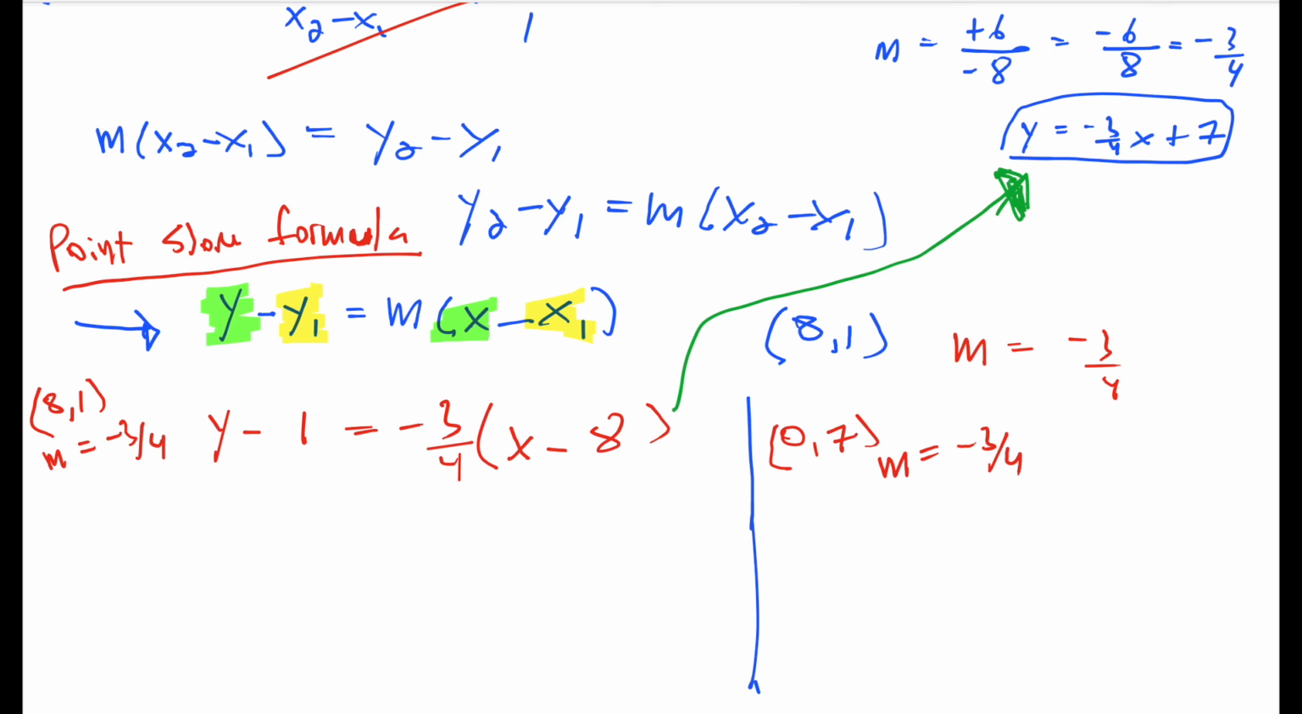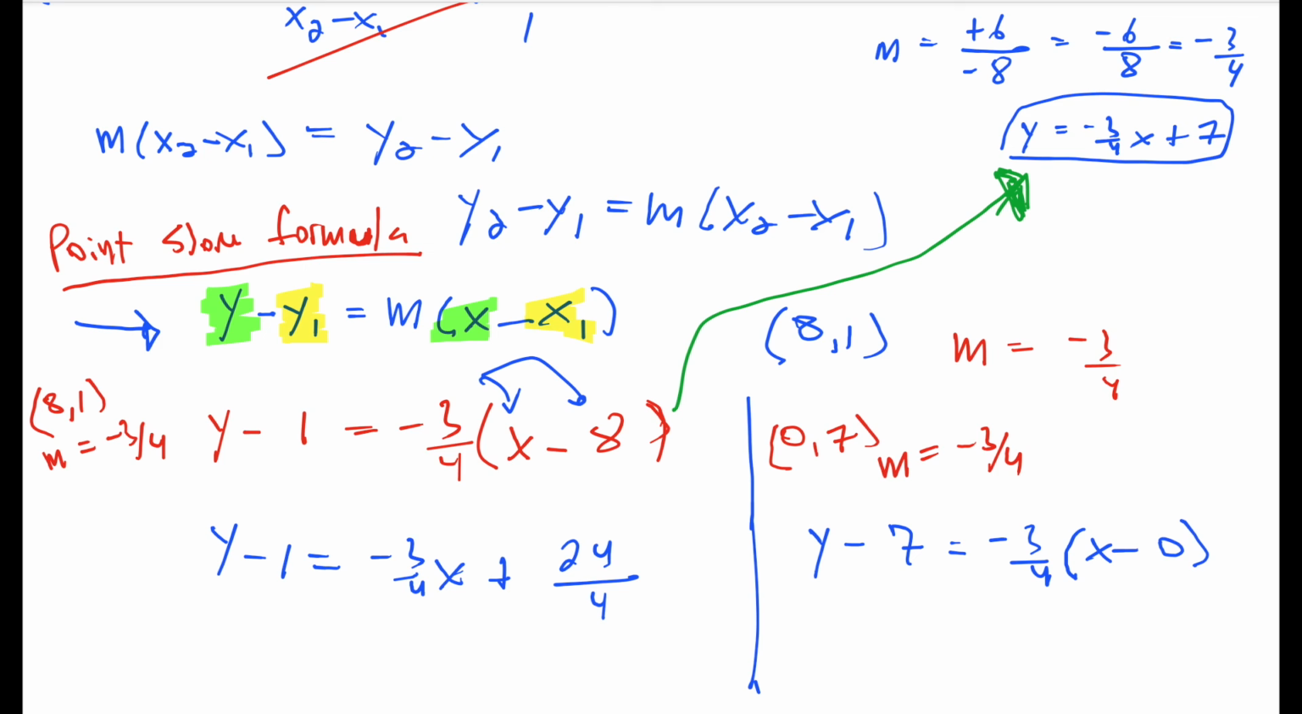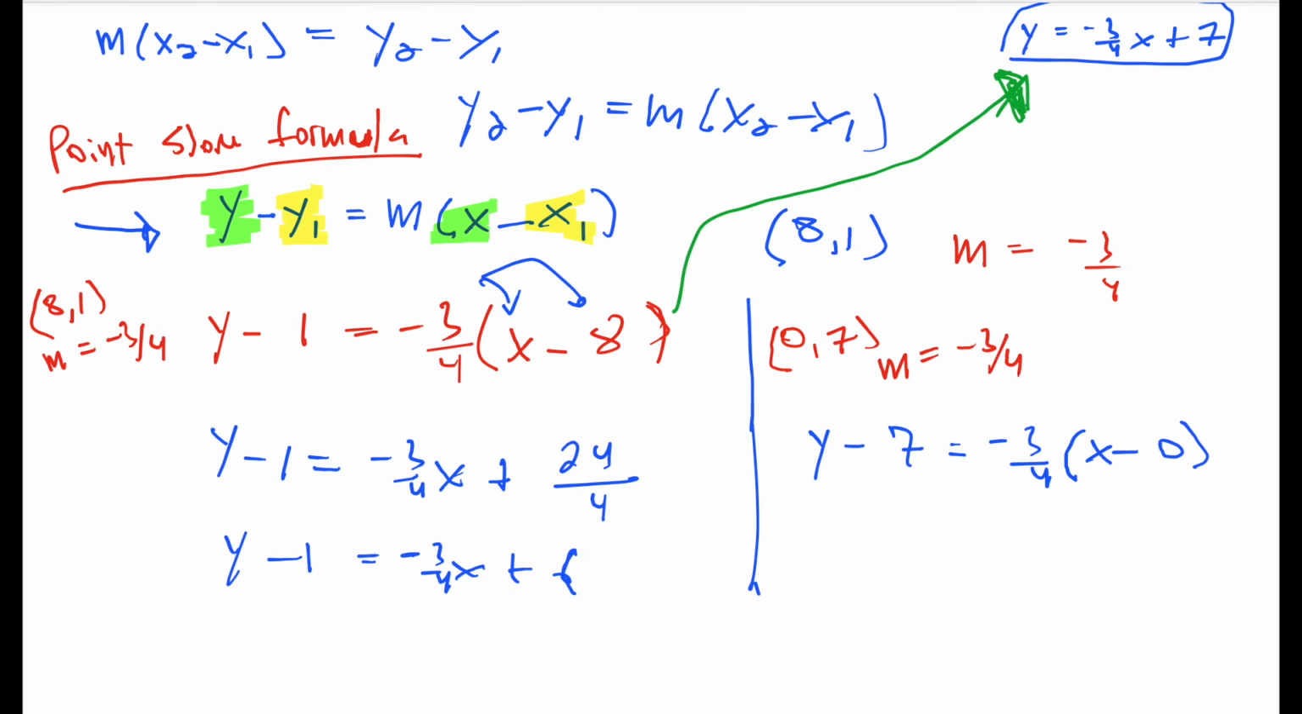All right, so we have y minus 7 times x minus 0. Okay, so over here, what do we do on the left? Yes, distribute the negative 3/4. And then what do you get when you do that? Which is what? Perfect. Now what do we do?